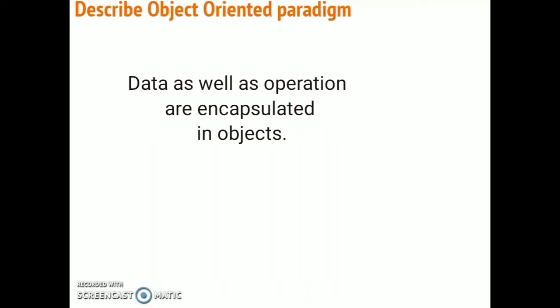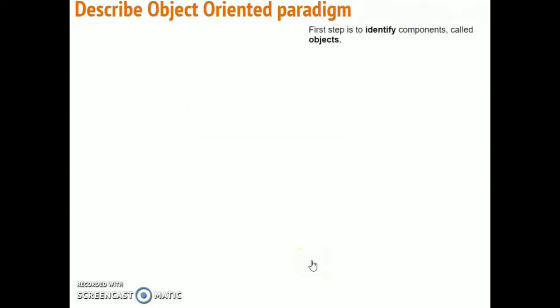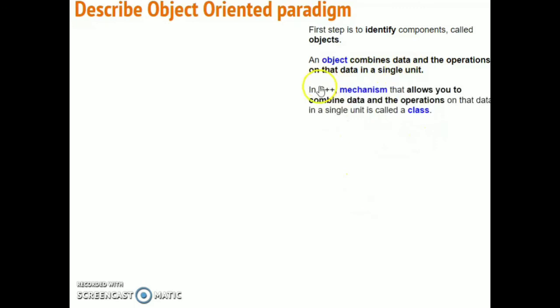Data as well as operations are encapsulated in objects. The first step is to identify components called objects. An object combines data and the operations on that data in a single unit. In C++, the mechanism that allows you to combine data and the operations on that data in a single unit is called a class. What is a class? A class is a template for creating more objects, while an object is an instance of a class.